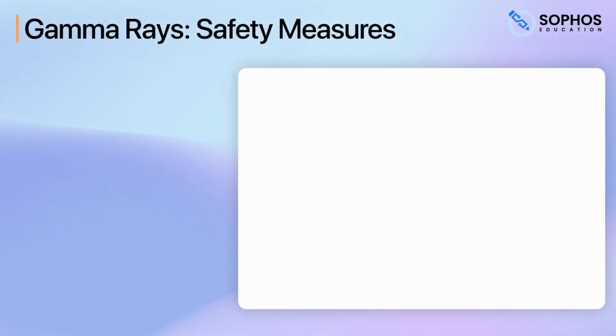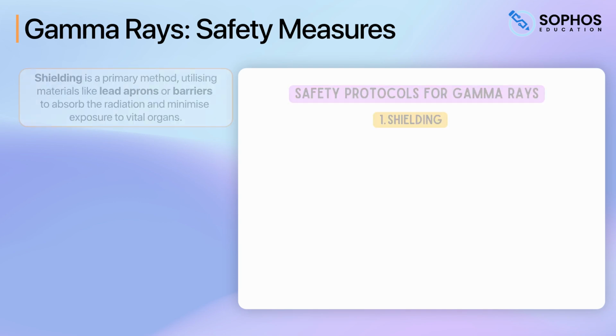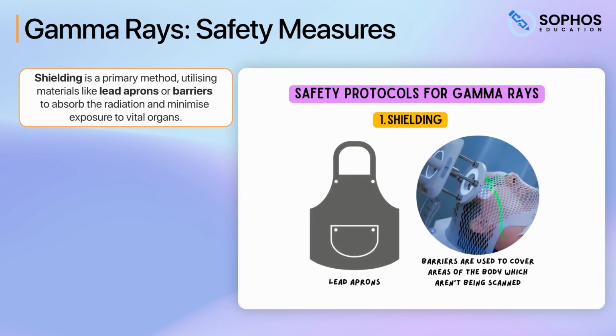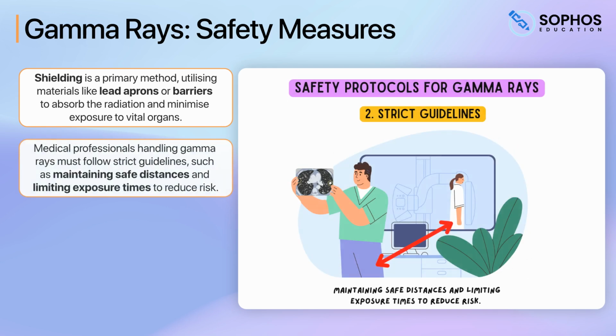To protect against the harmful effects of gamma rays, certain safety measures are essential. Shielding is a primary method, utilizing materials like lead aprons or barriers to absorb the radiation and minimize exposure to vital organs. Medical professionals handling gamma rays must follow strict guidelines, such as maintaining safe distances and limiting exposure times to reduce risk.